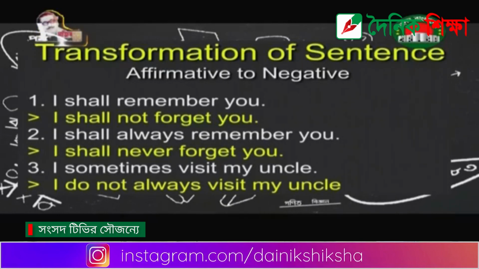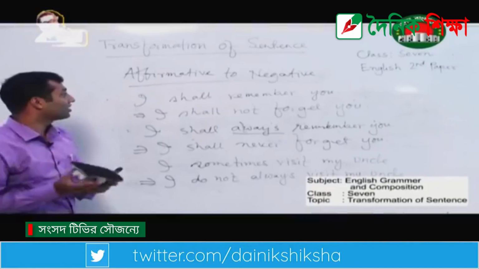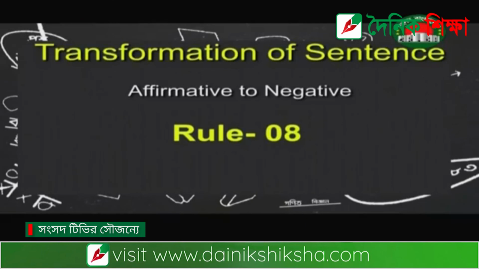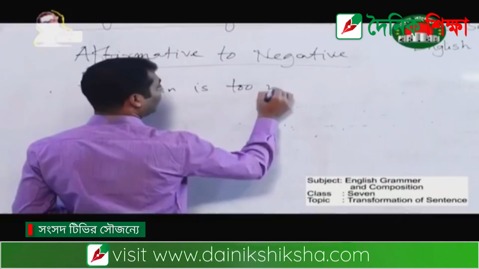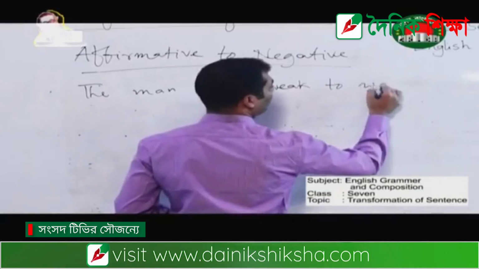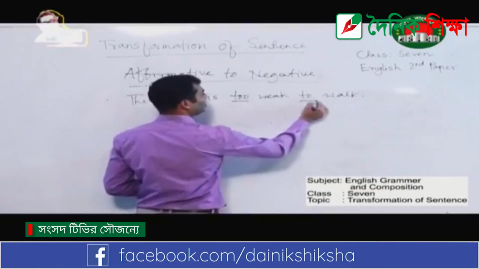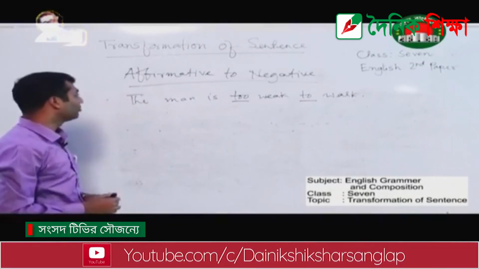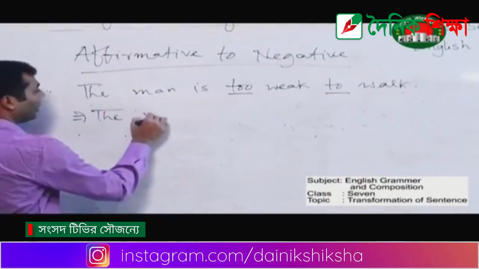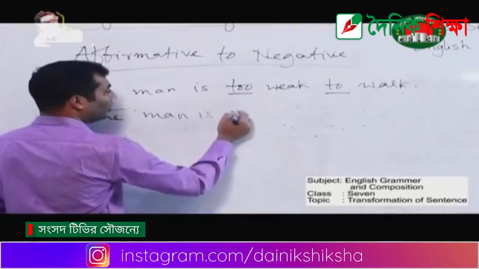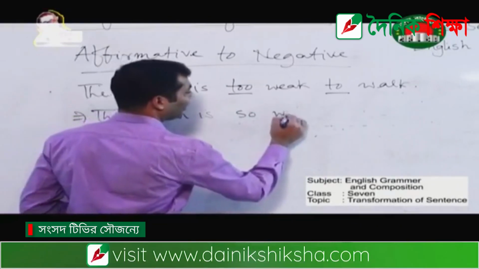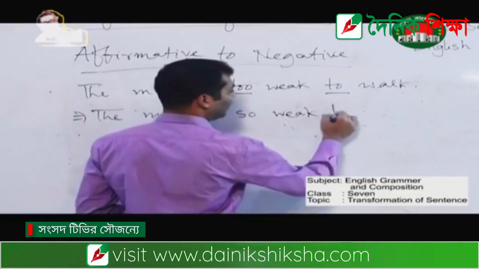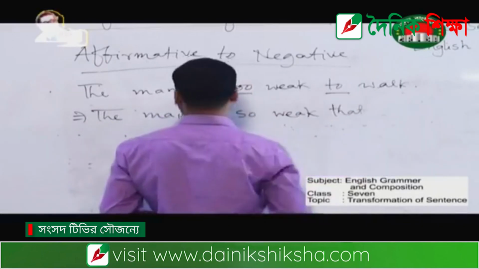Now come to the next rule. The man is too weak to walk. So, you can see the use of too and to. This is an affirmative sentence. So, if you want to make it negative, you have to follow the rule. The man is, instead of too you will use so. So, the man is so weak. After that you have to use the conjunction that. Then you have to make a clause from this phrase. So, the man is so weak that he cannot work.